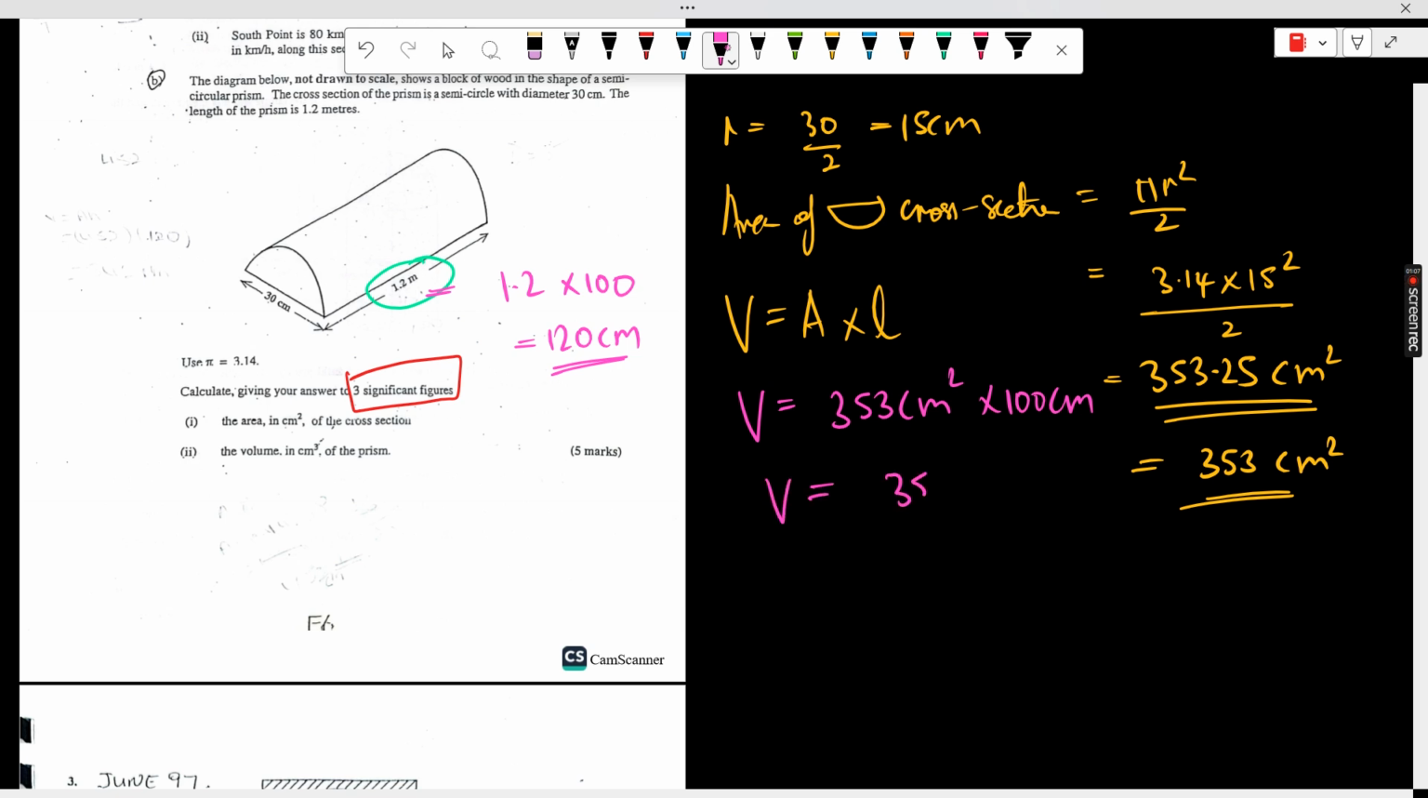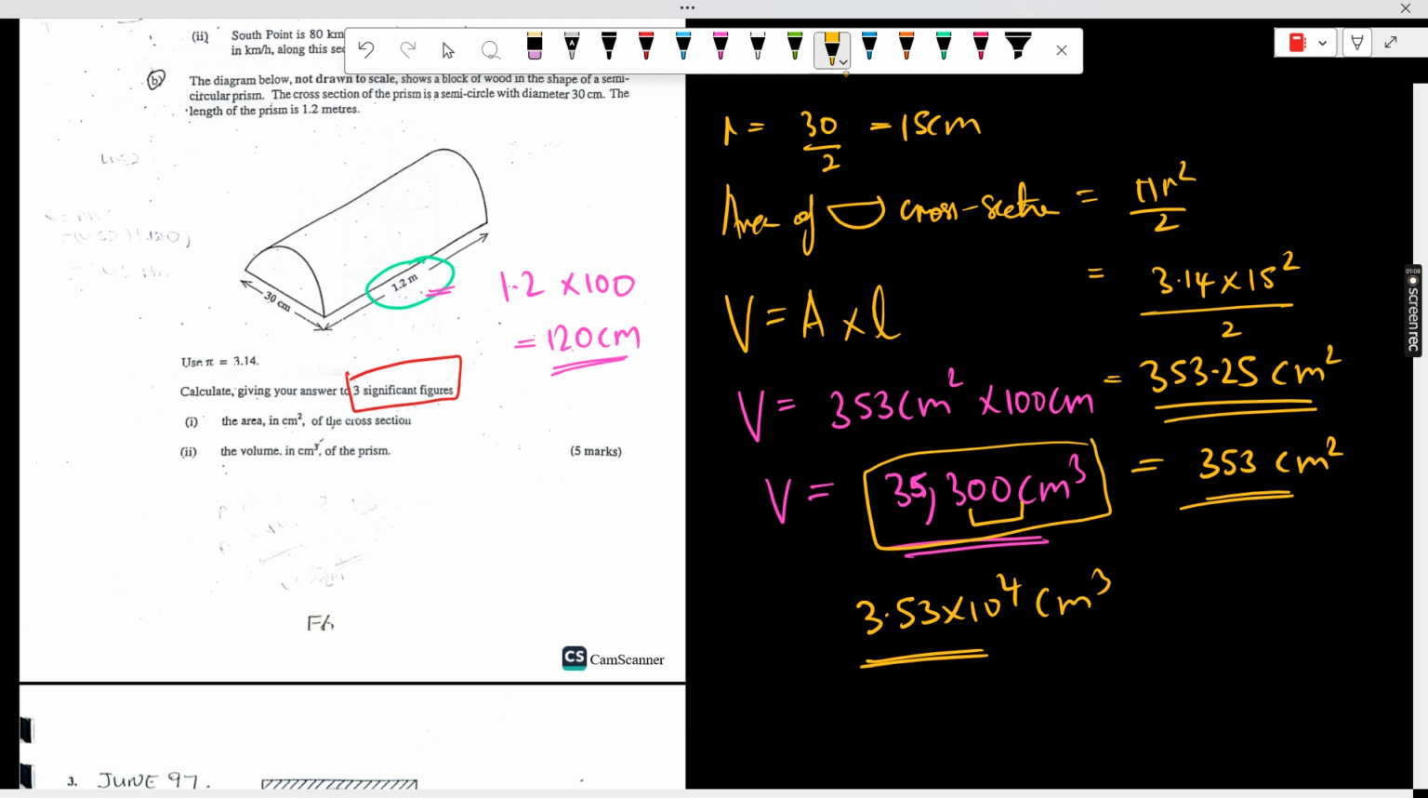So we get V equals 35,300 centimeters cubed. Now at CSEC maths level, you're taught that these two zeros are not significant. So this number would actually have three significant figures. But if you're not sure, expressing the number in standard form will remove all doubt. So this, of course, is the same thing as 3.53 times 10 to the 4 centimeters cubed. So there's no question as to how many significant figures this has, but the two numbers are actually equivalent in terms of their magnitude, just expressed differently. Okay?